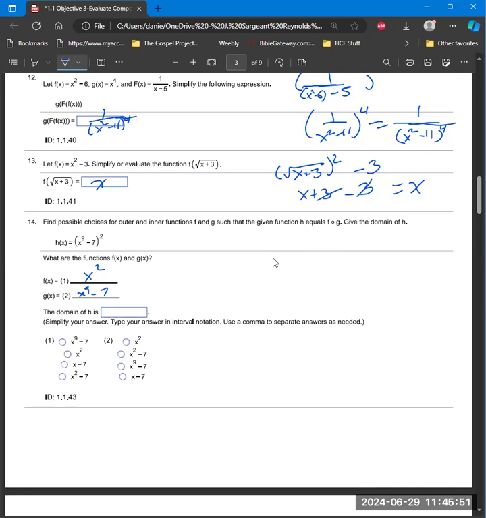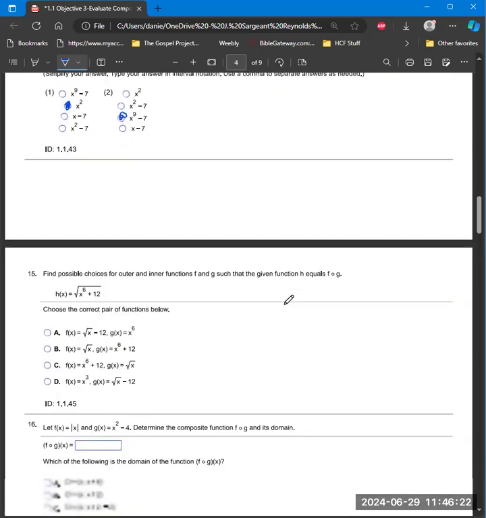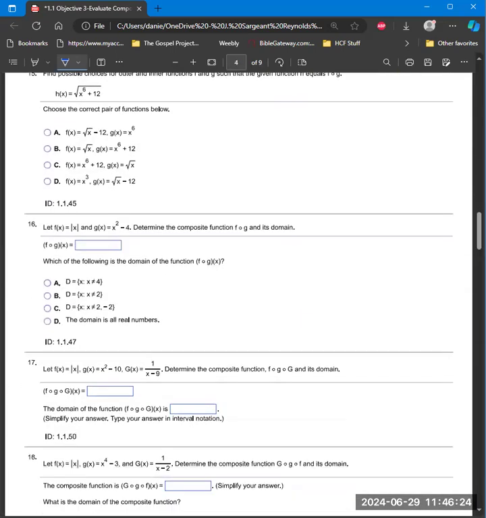And so that's going to be x squared to the 9th minus 7. And no restrictions on these. We have an inner function that is odd and goes from negative infinity to infinity, and no restrictions on the outer function here. So we get everything. Let's keep going here.